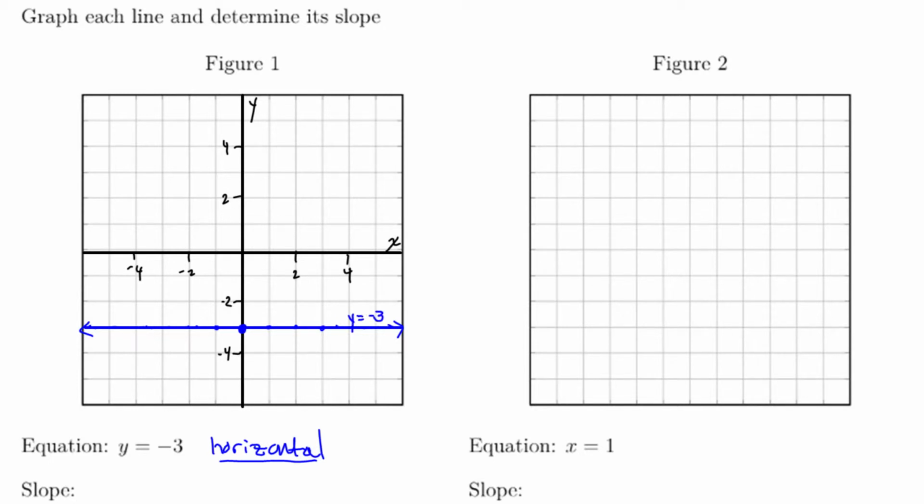The slope of this line I know to be 0. The rise would be 0 if I were to calculate that between 2 points, and 0 divided by a real number would give me 0.